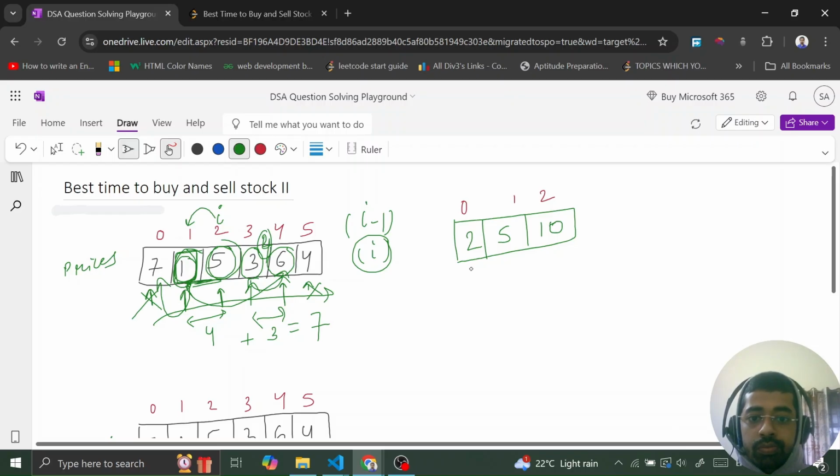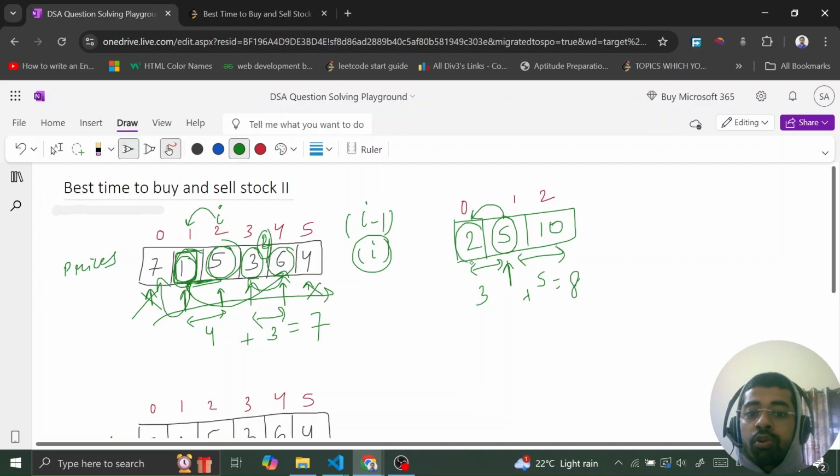So let's say I'm here. We will check, is 5 greater than 2? Yes, 5 is greater than 2. We are making a profit transaction here of profit of 3. Let's buy it at 5 and sell it at 10. Are we making a profit here? Yes, we are making a profit here. Because 10 is greater than 5, we are making a profit of 5. So 3 plus 5, we are making a profit of 8.